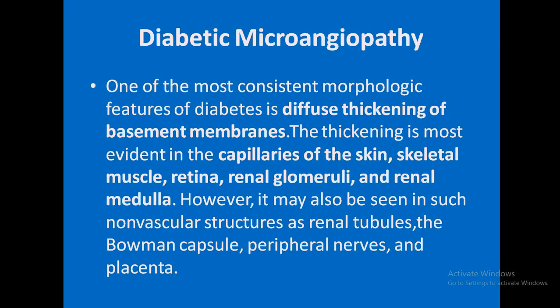And coming to the pathology of diabetic microangiopathy. So this is one of the most consistent morphological features, and it is due to the diffuse thickening of the basement membranes. It is most evident in skin capillaries, the skeletal muscle capillaries, the capillaries of retina, renal glomeruli, and renal medulla. It could also be seen in non-vascular structures such as renal tubules, the Bowman capsule, peripheral nerves, and placenta.